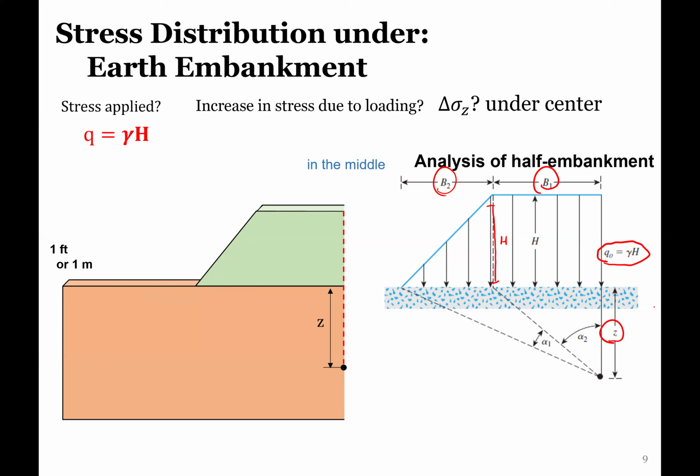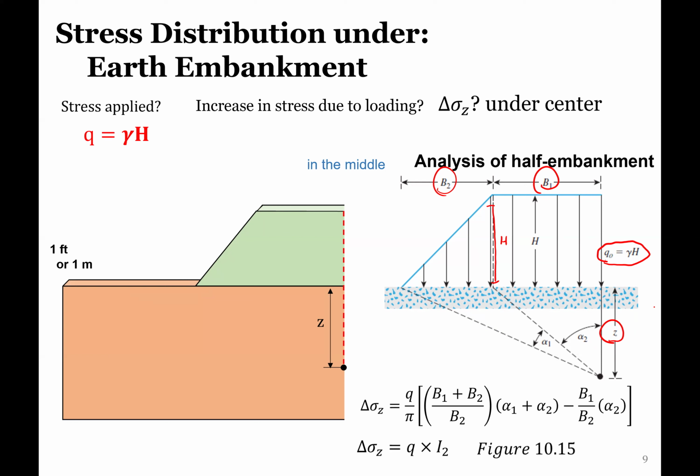So what's important is when you see this figure, this is the analysis for half an embankment. So if we are doing this in the middle of the embankment, then we would have to multiply this by 2. And we'll show some examples here in a second. This is the math that shows it. As you can see, it's just summarized again through a beautiful little influence factor where we have the chart that encompasses all of these geometric parameters. This is going to be table or figure 10.15.